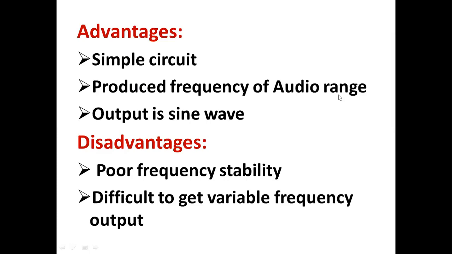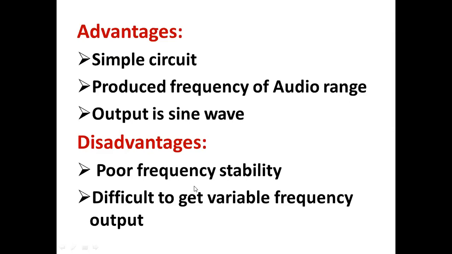As it provides output of sine wave only, it finds many applications for laboratory purposes because sine wave is used mostly as a test signal in all applications. Now moving towards the disadvantages. The first disadvantage is poor frequency stability, as we come to know that the frequency of operation of the oscillator depends on the values of R and C.